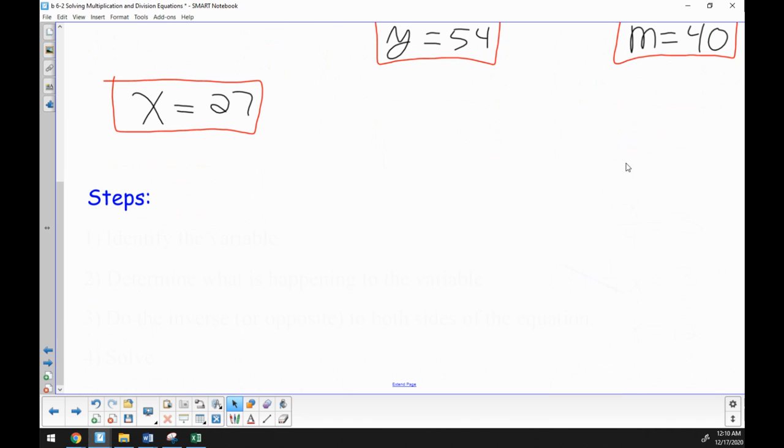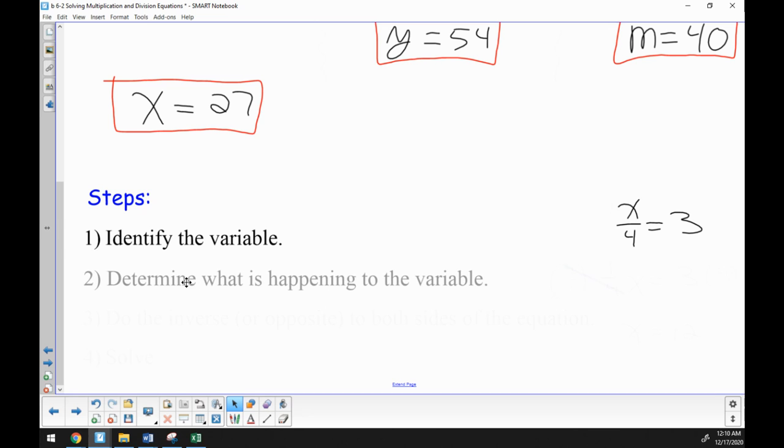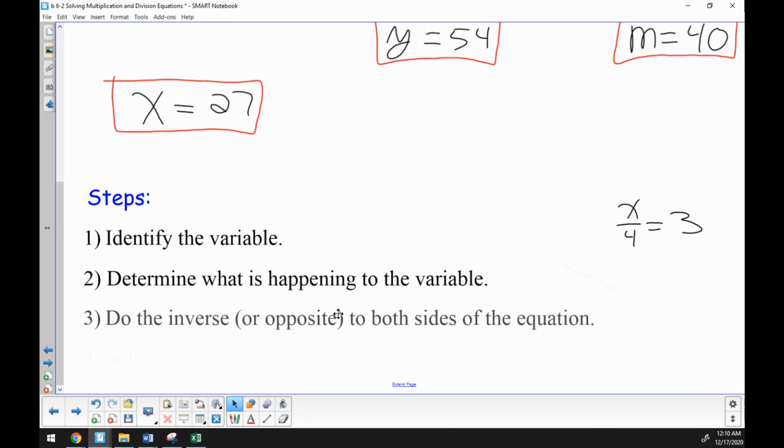So let's say we have one more example problem. Our first step is going to be to identify the variable. The variable is an x. The second step is to determine what is happening to the variable. The x is being divided by 4. Step 3, do the inverse or opposite to both sides of the equation. So I'm going to rewrite and do the inverse, which is 4 over 1.